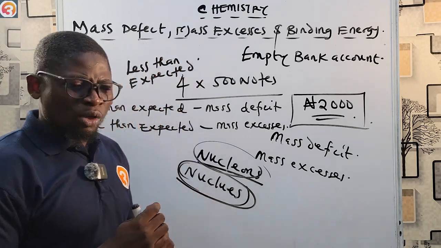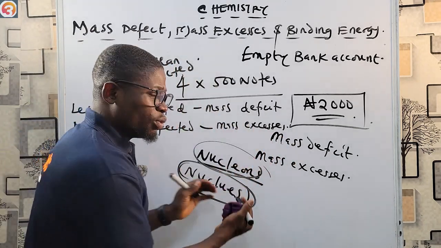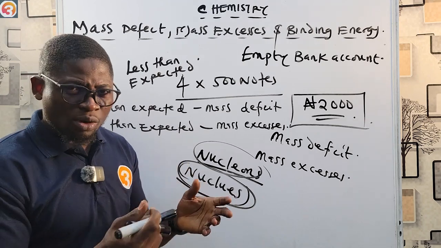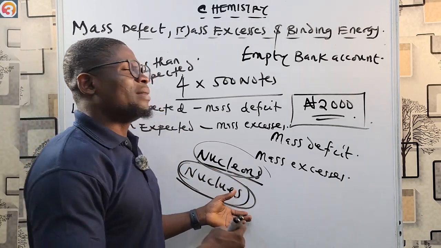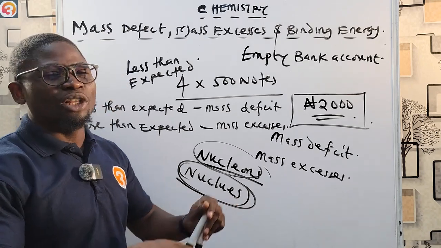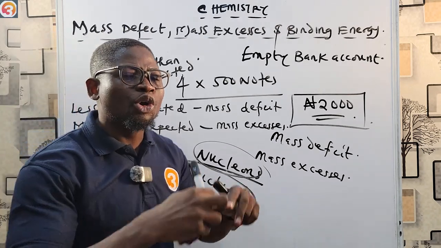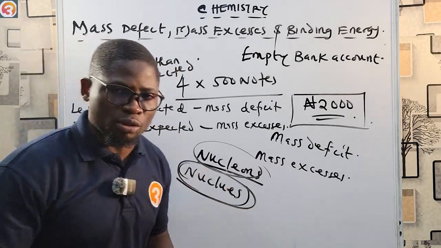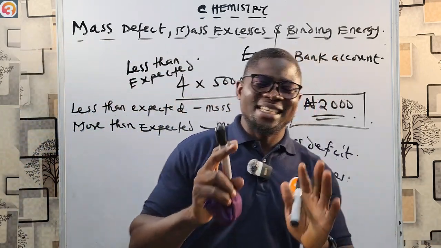So that is what we call mass deficit. This loss that we are seeing is what we call mass deficit. So we can define mass deficit as a loss in mass that is experienced when nucleons form the nucleus. That is mass deficit.